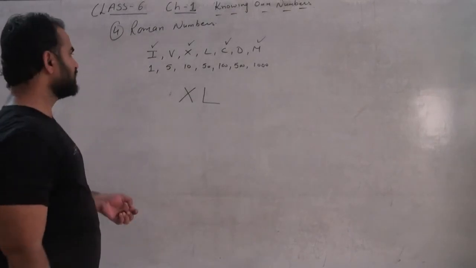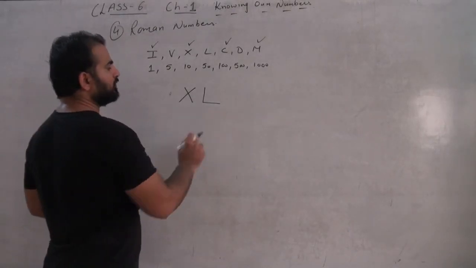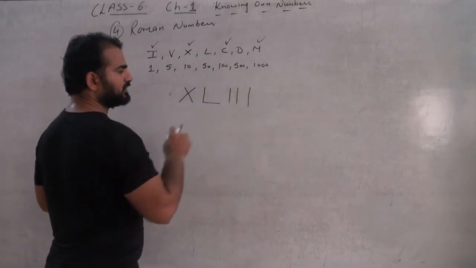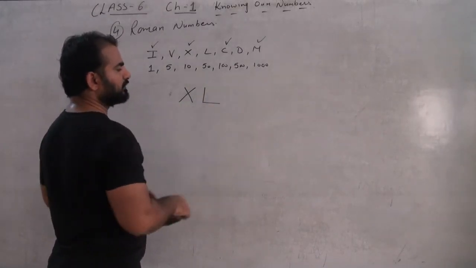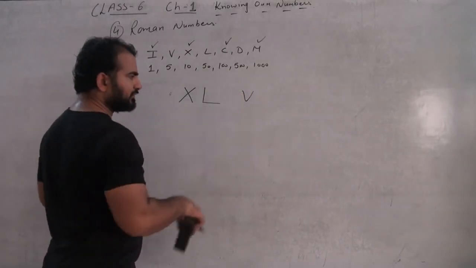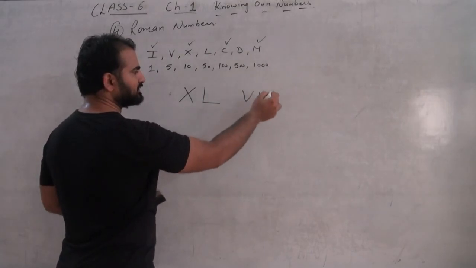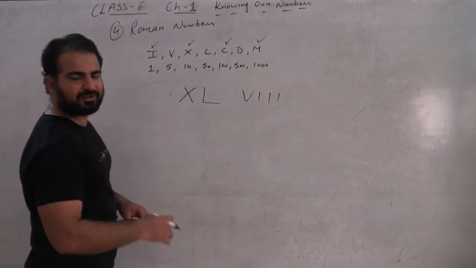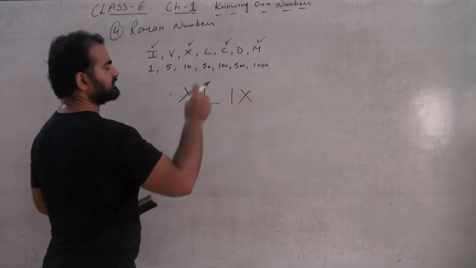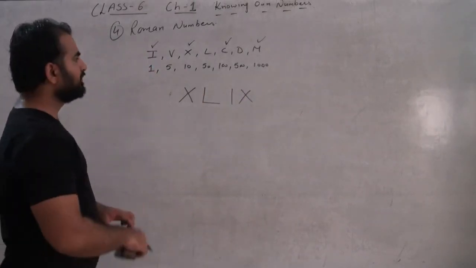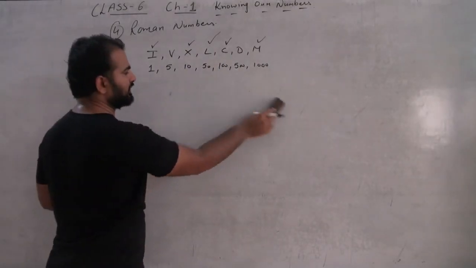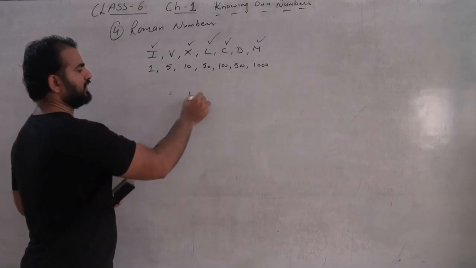Okay? So class, this is 40. How to write 41? This is 41, 42, 43. How to write 44? This is 44, this is 45, 46, 47, 48. Okay, next how to write 49? You can use this and this. And how to write 50? We have a symbol there, L. Okay, you can write 50 by using L.